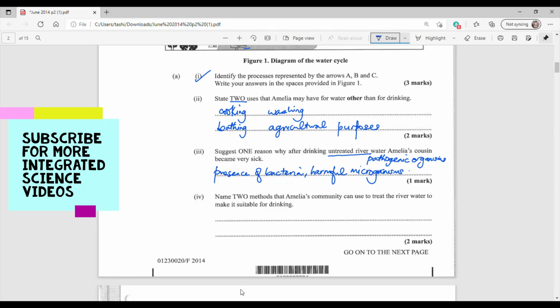Next one, name two methods that Amelia's community can use to treat the river water to make it suitable for drinking. So there is boiling. Well, you're only required to do two, but there is boiling, there is filtration, there is chlorination or distillation. So even if you go in the exam and you don't remember some of these things, you can think of your own situation. Think of the agency that is responsible for water in your particular country. In Jamaica, that is NWC. We know what they do with the water. We know that they use some amount of chlorination as well as filtration. Other areas or other homes may utilize boiling, etc. So you can think about these so that you can come up with your responses.